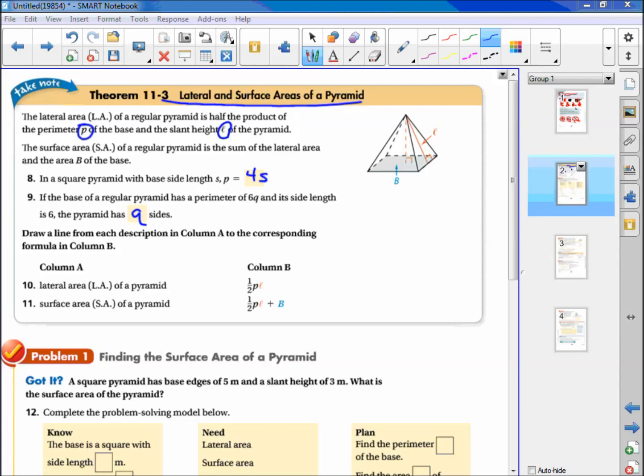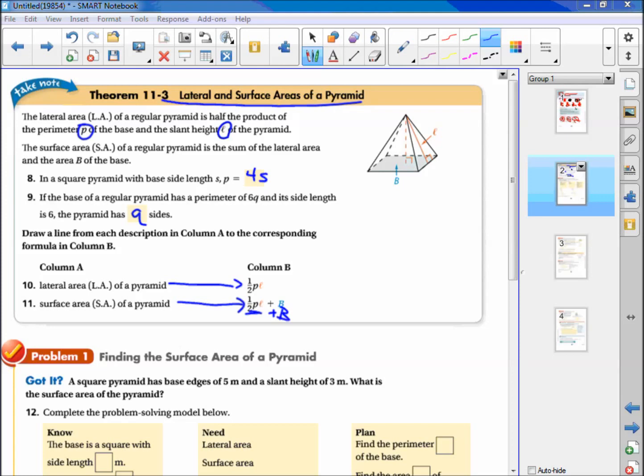Okay, so the perimeter is 6 times q, and each side length is 6, so then q is the number of sides it's going to have. So draw a line from each description in column A to the corresponding formula in column B. Lateral area of a pyramid is going to be 1/2 times the perimeter times the slant height. And the surface area of a pyramid is going to be 1/2 times the perimeter times the slant height, that's the lateral area, plus the one bottom.